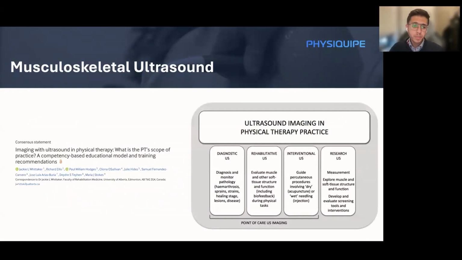There's a really nice paper by Jackie Whitaker's group from Canada that really goes through the scope of ultrasound and how and where we should be using them, both for physiotherapists, extended scope nurse practitioners, doctors, and really ultrasound can be applied across the board. And essentially, her group puts out a table here that I find really helpful with webinars like this, just to split up where ultrasound can really be used.